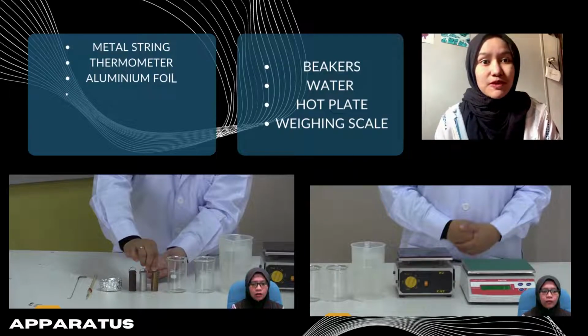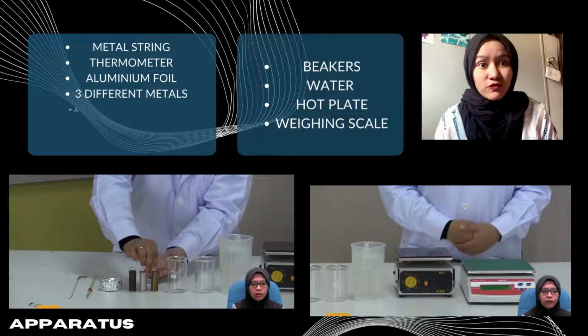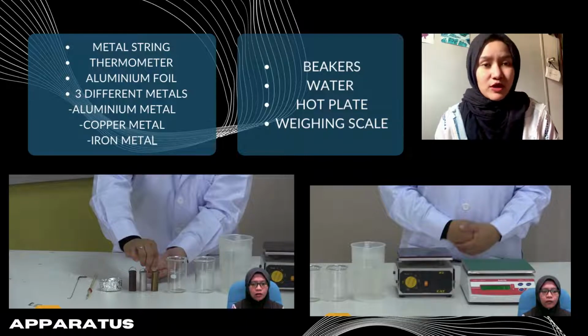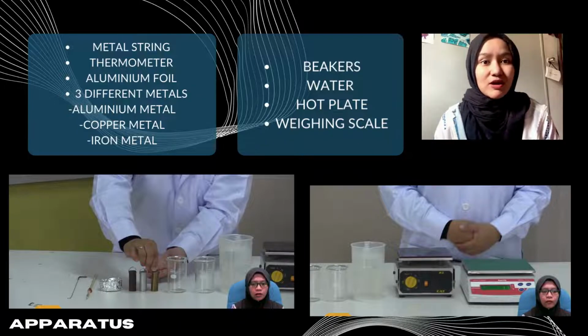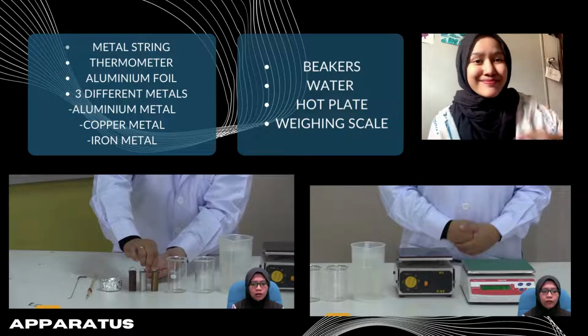So today I'll be explaining the methodology for this experiment. First things first, we have to talk about the apparatus. The apparatus involves a metal string, thermometer, aluminium foil, three different metals which are copper, aluminium and iron, beakers, water, hot plate and weighing scale.